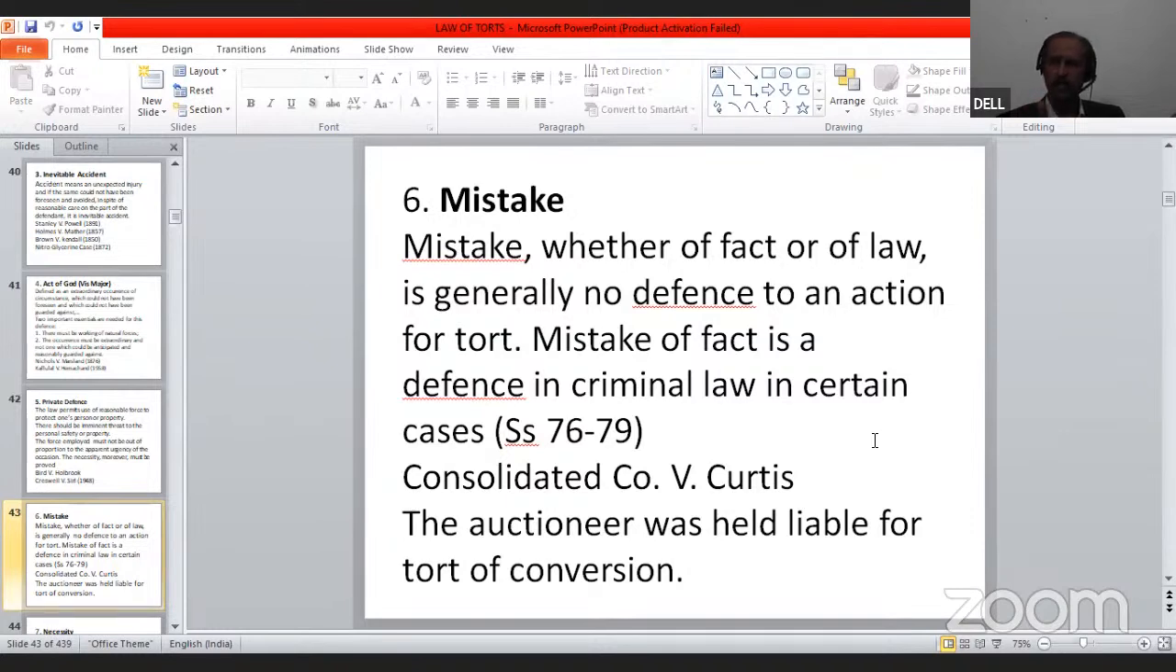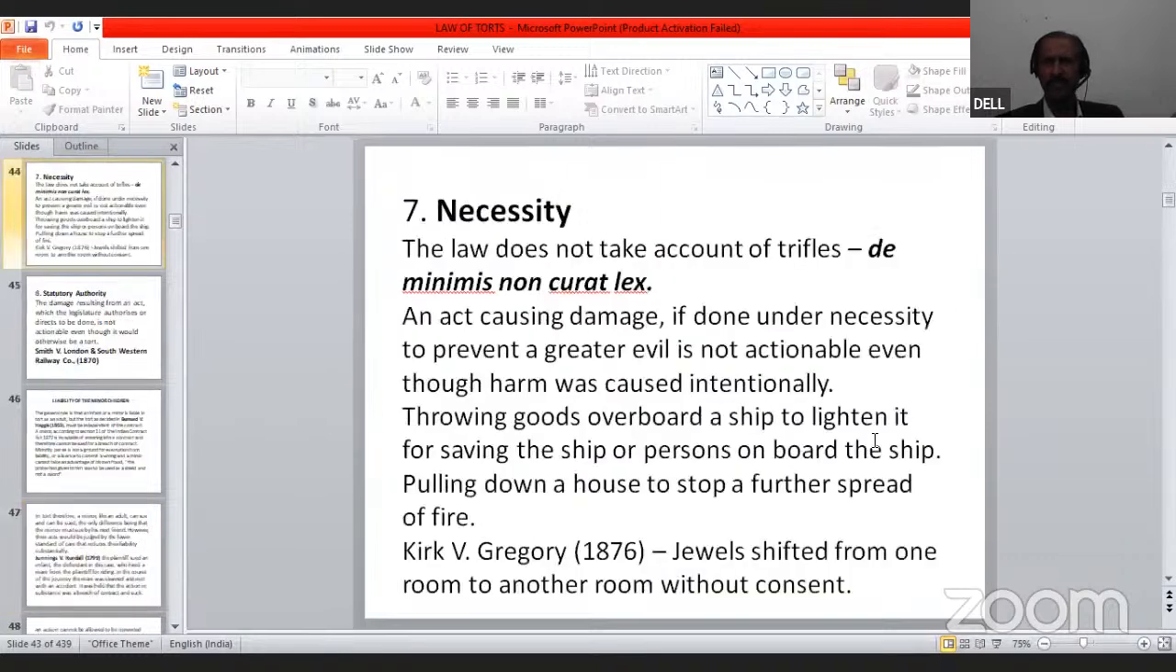But the same honest belief becomes a defense in the Sale of Goods Act. Honestly believed, okay, that's a defense. So here the two are different, and that depends upon the case, actually. But in this case, they were held responsible because they were not able to identify the original owner. Necessity is also a defense, a general defense.